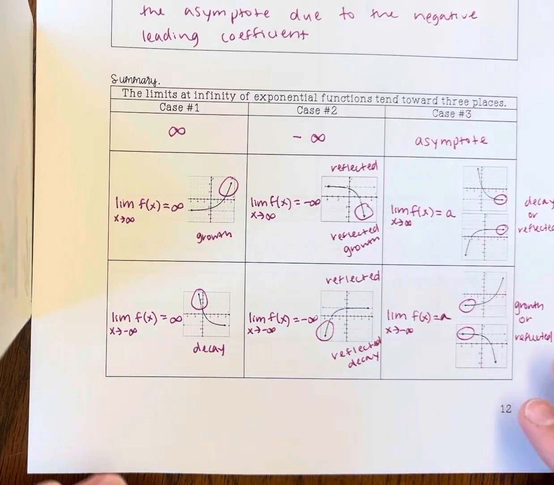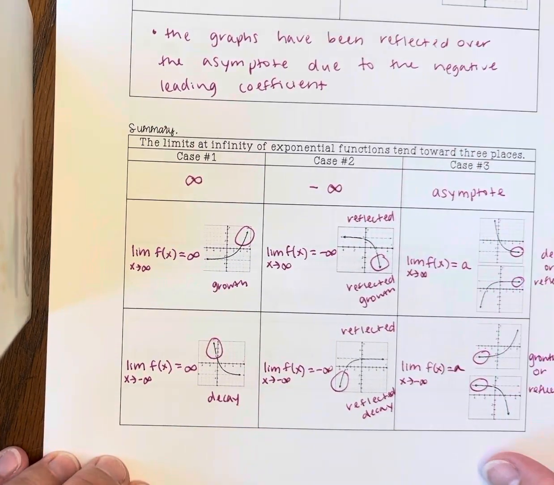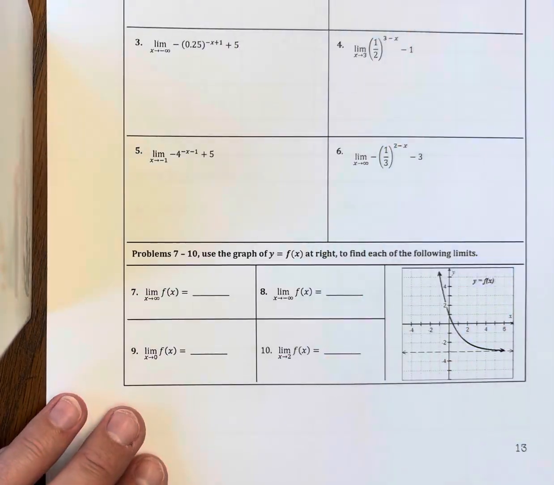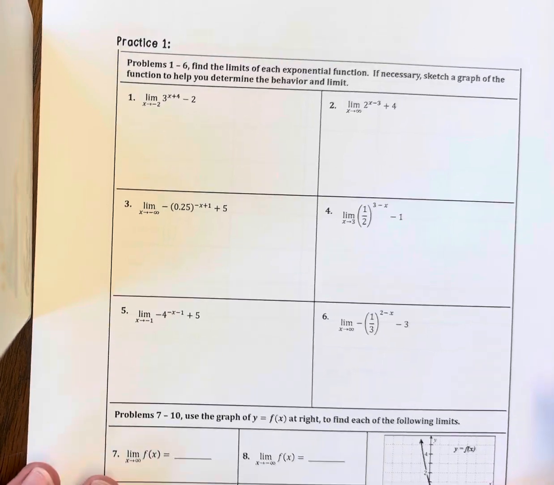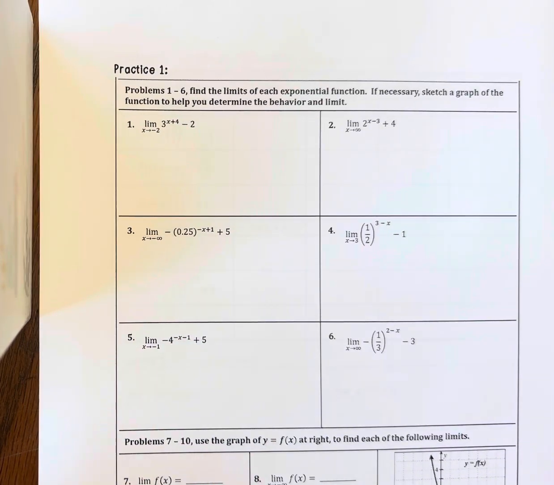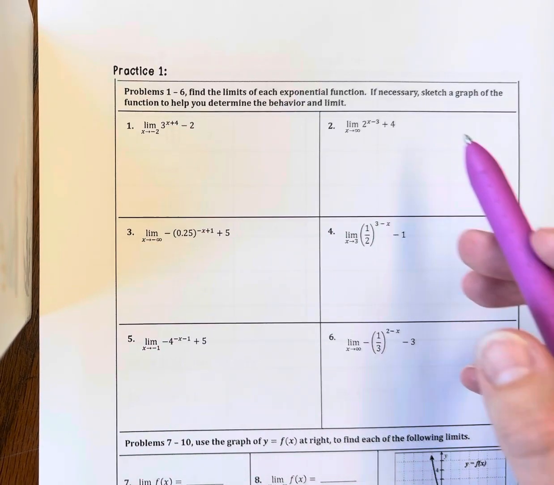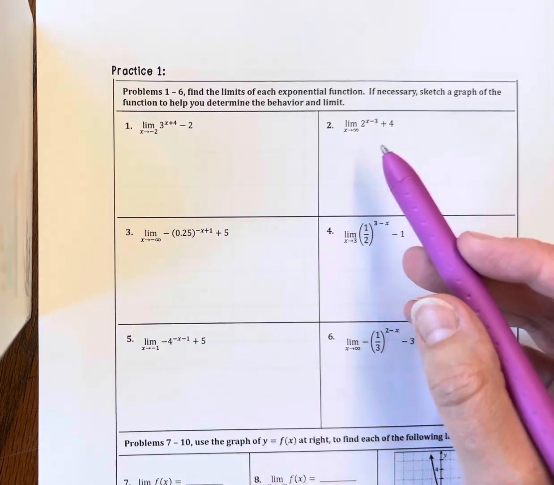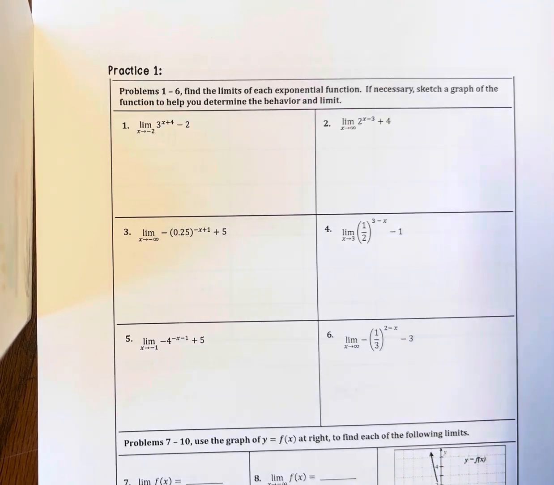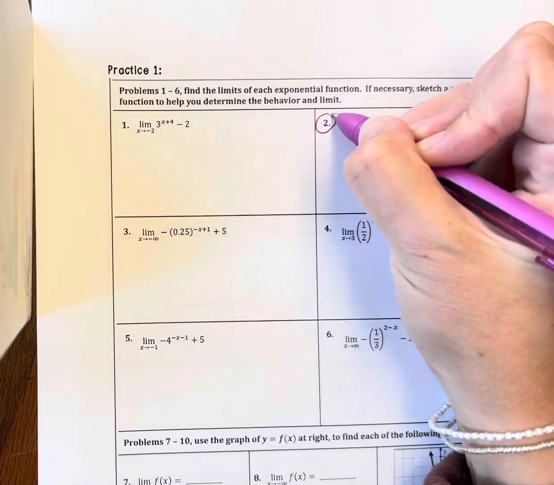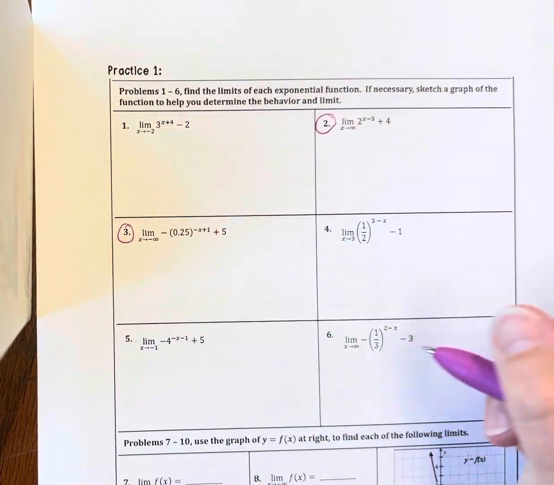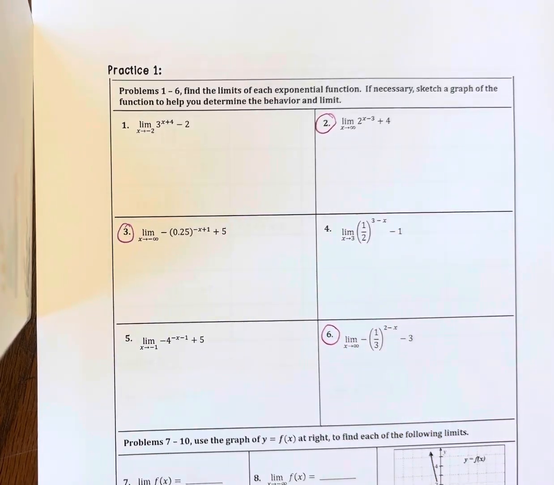So we're going to try to do these without looking at the graph. We can jot down what the graph looks like, but okay. All right, so I'm going to skip some of these and do some of the other ones. Right now we're going to look at 2, 3, and 6.